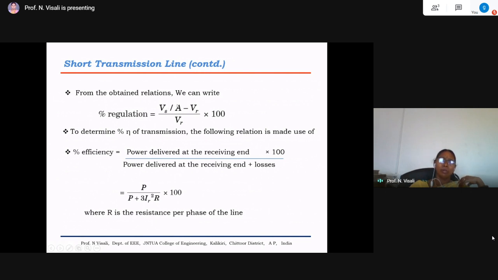To determine percentage of efficiency of transmission, the following relation is made use of. Power delivered at the receiving end is P, and the power sent is P plus the losses. Because it's a 3-phase transmission system, the losses are 3 times I squared R, where R is the resistance per phase of the line. So 3 times IR squared R. So this is the efficiency of the short transmission line.